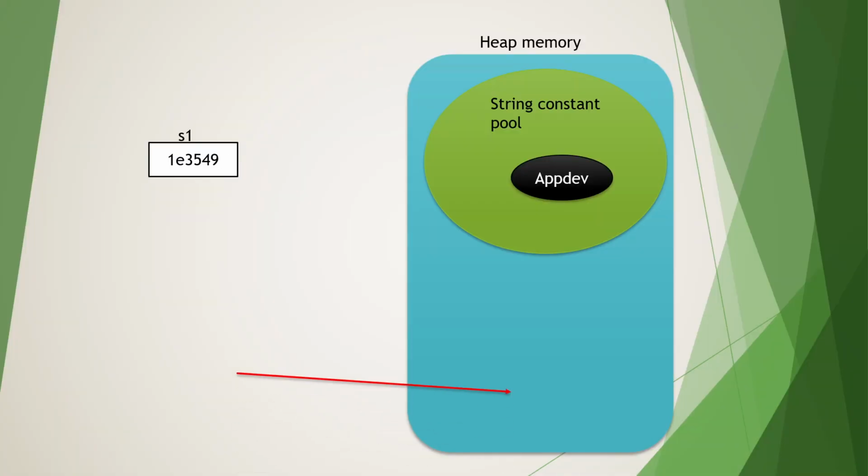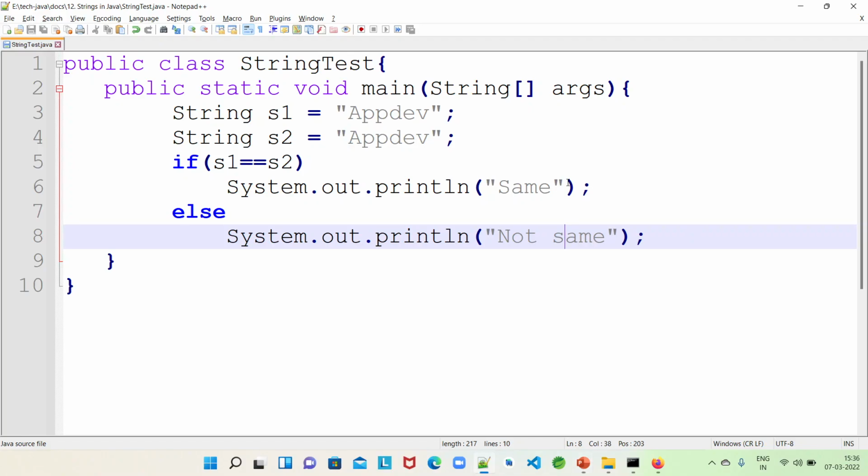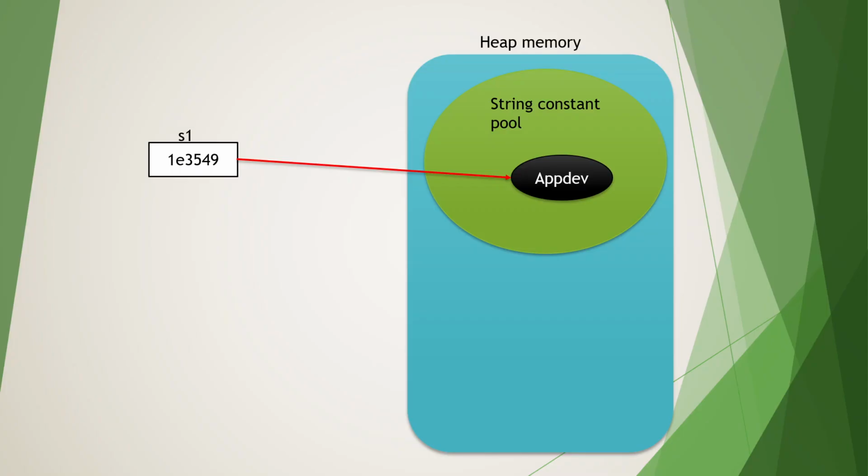Okay, and that reference variable will be pointing to this object that is present in the string constant pool. Suppose you are creating one more instance, one more string constant like this. As a principle, the JVM is going to check whether the appdev is already there or not. As it is already there, what will happen? It is not going to create an object in the string constant pool like it did earlier when it was not there.